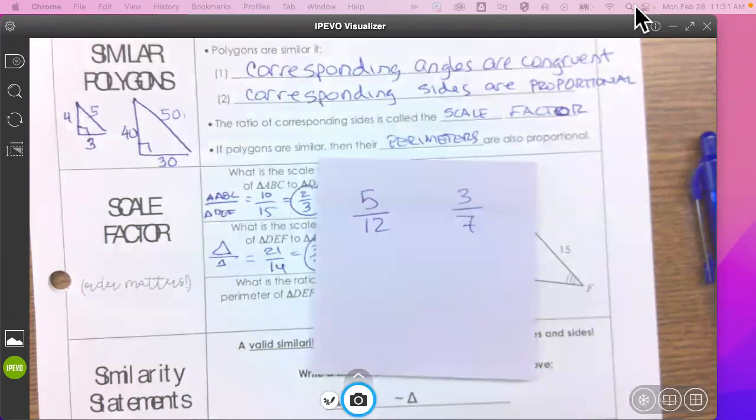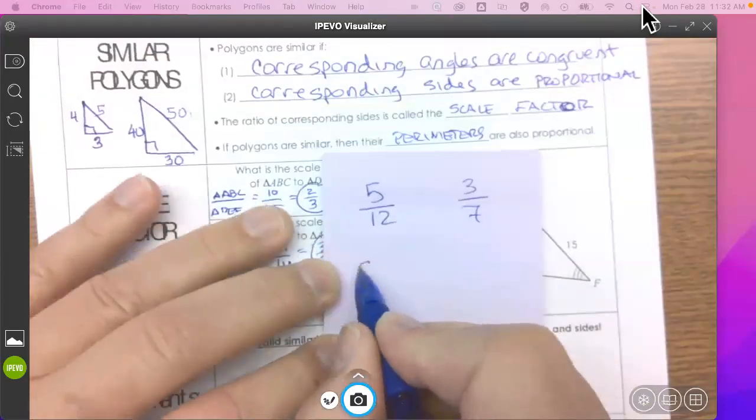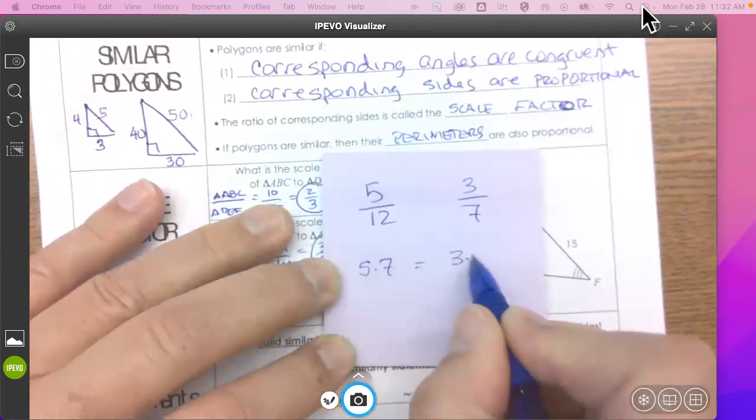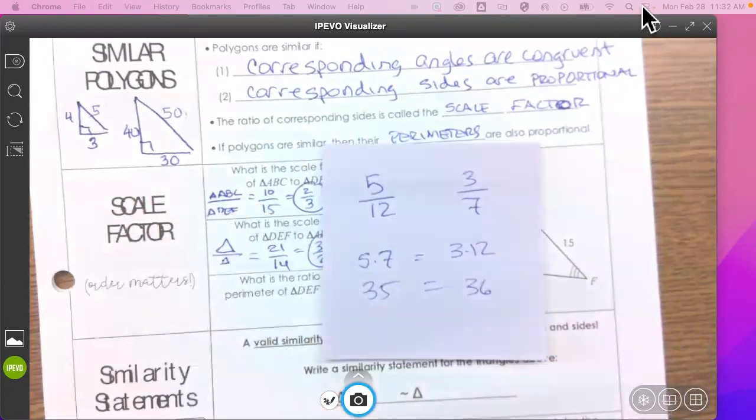I think these are hard problems, but there's a very simple way to do it. What if this were a proportion? Then you could cross multiply. And if you cross multiply, you get 5 times 7 equals 3 times 12, or 35 equals 36. Is that true? No.